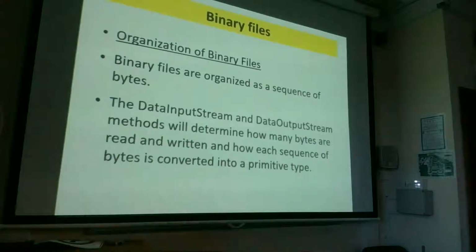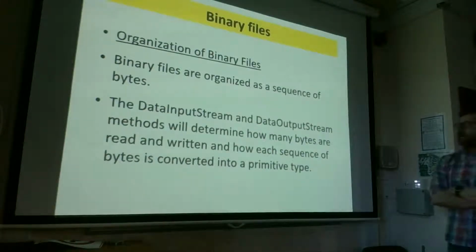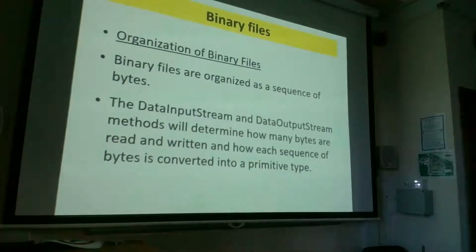So binary files are organized as a sequence of bytes. Our data input stream and our data output stream will determine how many bytes are read in or written out as we're using them. And then they're converted into our primitive type if we're reading them in. Okay, so here is another example.